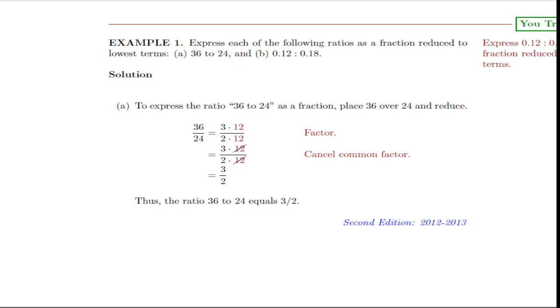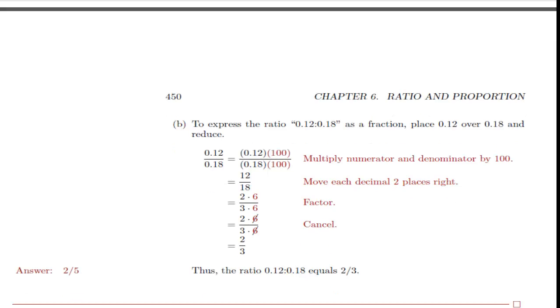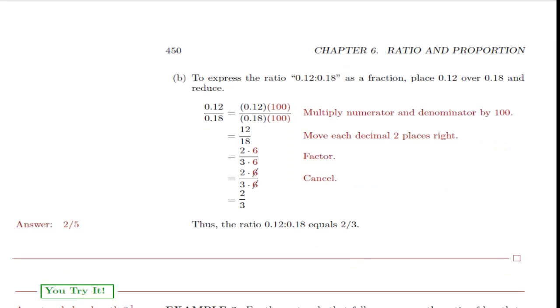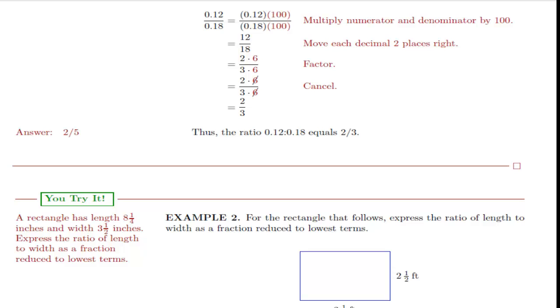B. 12 hundredths to 18 hundredths. To express the ratio as a fraction, place 12 hundredths over 18 hundredths and reduce. Multiply numerator and denominator by 100, so we get 12 over 18. Factor 12 into 2 times 6 and 18 into 3 times 6. Cancel the 6's, and we're left with 2 over 3. Thus the ratio 12 hundredths to 18 hundredths equals 2 over 3.